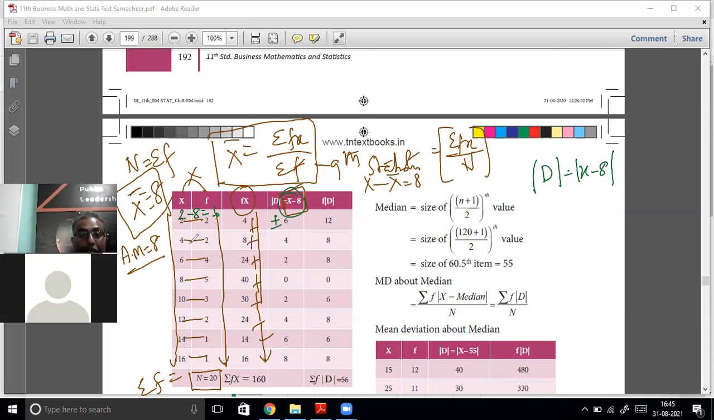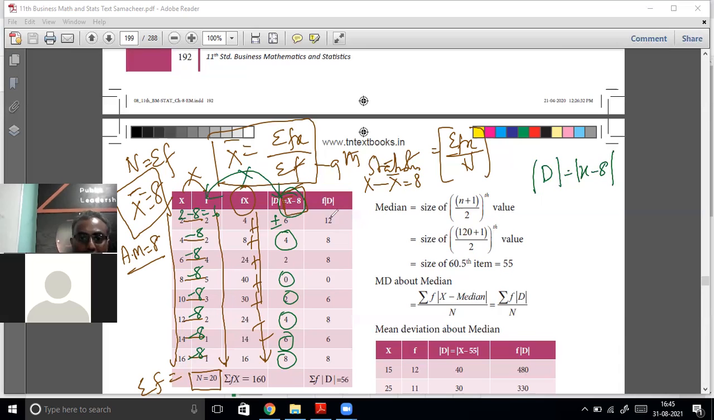So again, 4 minus 8, minus 4 becomes 4. 6 minus 8, 2. 8 minus 8, 0. 10 minus 8, 2. 12 minus 8, 4. Correct. 14 minus 8, 6. 16 minus 8, 8. Correct. Very good. Now what you have to do? You have to multiply f into d. F into d.